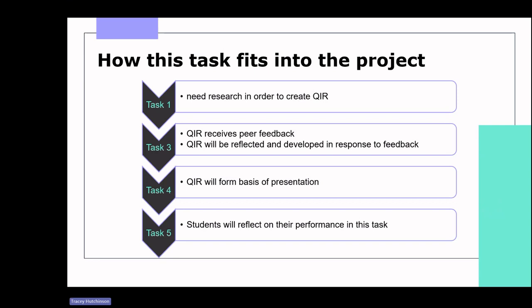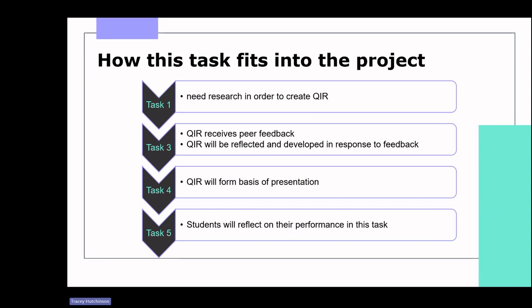Task 3 follows Task 2, wherein the quality improvement report generated in Task 2 is shared with peers for feedback. This stage emphasises the collaborative nature of the project as peers provide insights and suggestions for improvement. And then Task 4 directly relies on the work in Task 2. The quality improvement report developed and refined in Task 2 and 3 becomes the basis for the presentations. Students must leverage the findings and content from the report to create a compelling presentation.